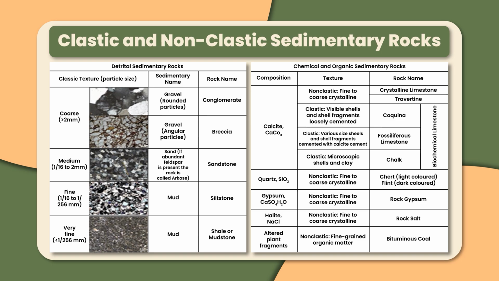Now some carbonate rock with SiO2, with quartz, produces chert or flint. And some with gypsum produce rock gypsum, some with rock salt form halite and also potash salts, with also altered plant fragments like coal.